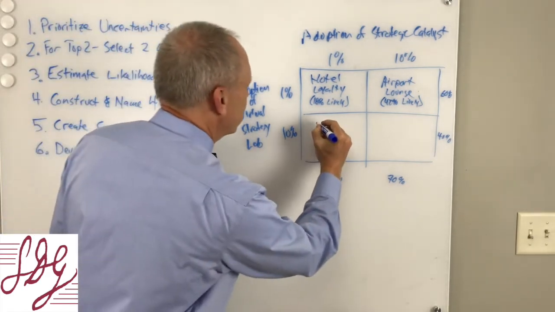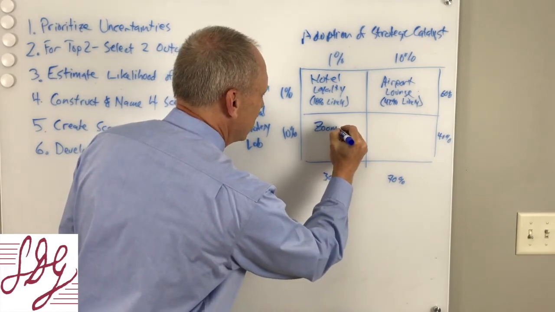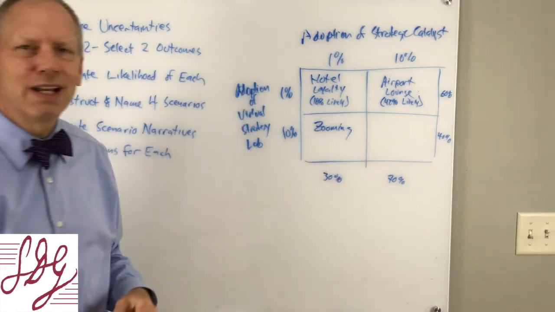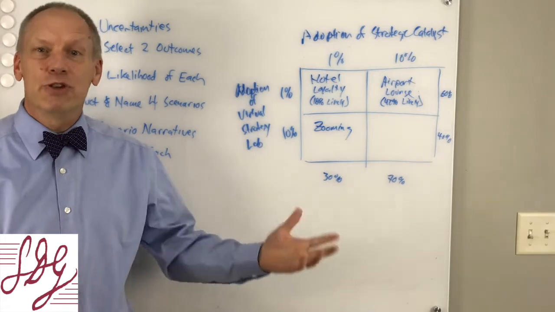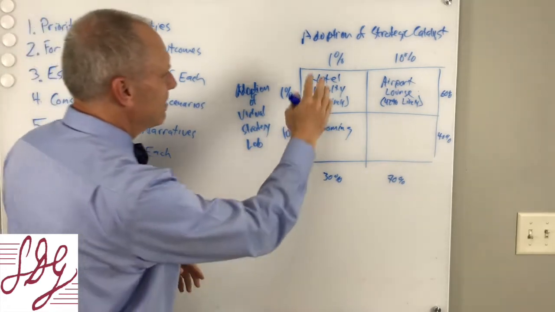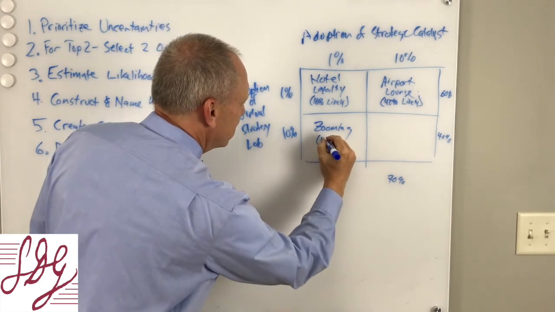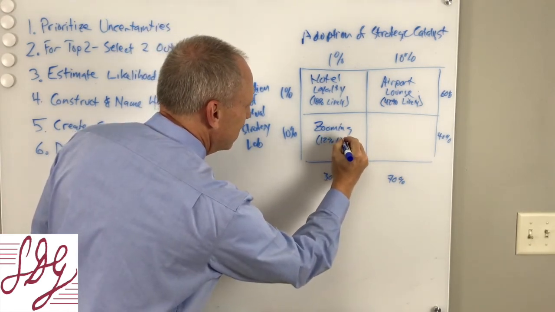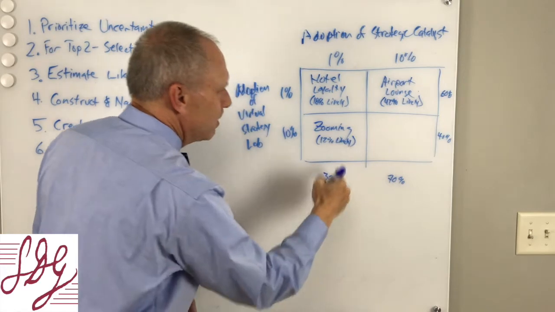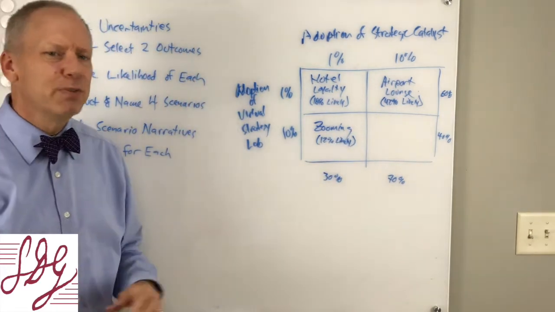So I'm going to call this scenario zooming. I'm probably using a lot of off-the-shelf tools like Zoom. And again, this is probably the least likely. You've got 30% and 40%. So this is 12% likely. 30% times 40% gives us 12%.